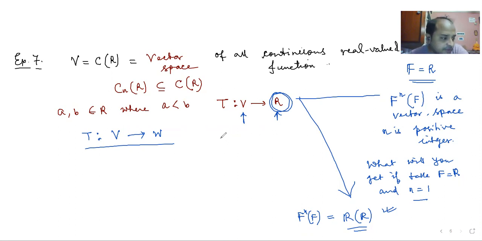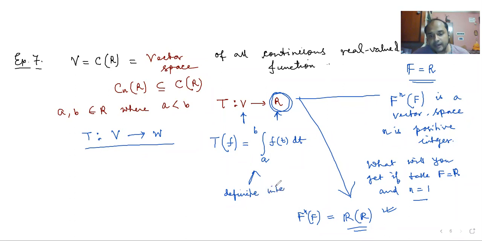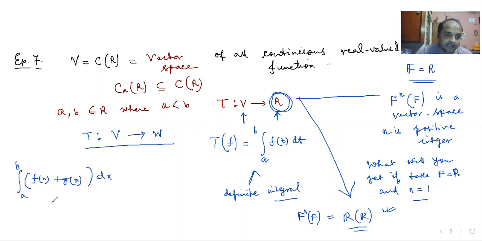So I can define a transformation like this, and this transformation has been defined in the following manner. This is the definite integral. You have done lots of problems on that, and you have written the integral from a to b of f(x) plus g(x) dx, that is equal to the integral from a to b of f(x) dx plus the integral from a to b of g(x) dx. You have used it. This is also a linear transformation.